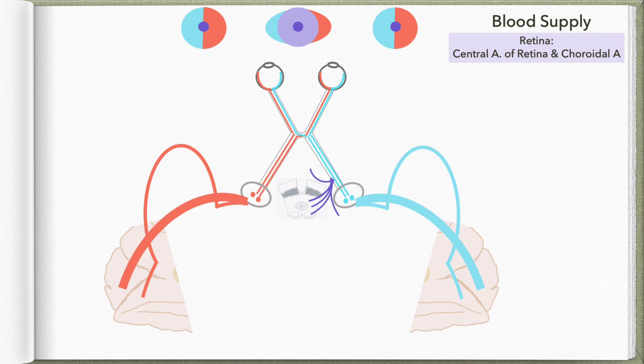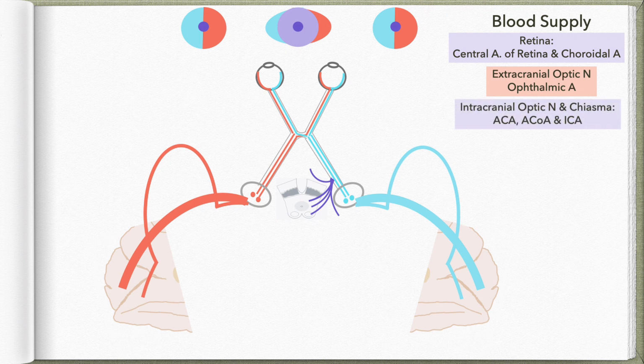Retina is supplied by central artery of retina predominantly and also from the blood vessels present in the choroidal layer. Extracranial part of the optic nerve is supplied by branches of ophthalmic artery, whereas intracranial part of the optic nerve along with optic chiasma are supplied by branches of anterior cerebral artery, anterior communicating artery and some direct branches coming from internal carotid artery. Optic tract is supplied by branches of posterior communicating artery as well as anterior choroidal artery. Lateral geniculate body is supplied by both anterior and posterior choroidal arteries.